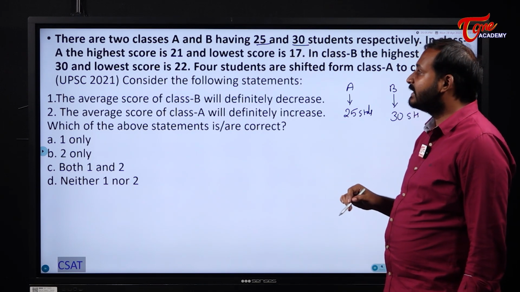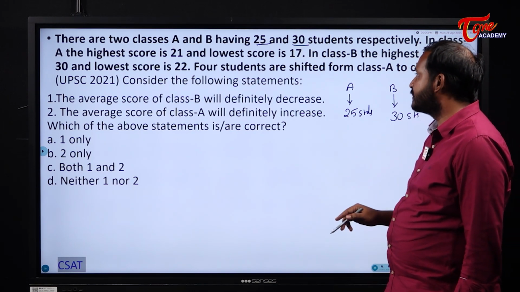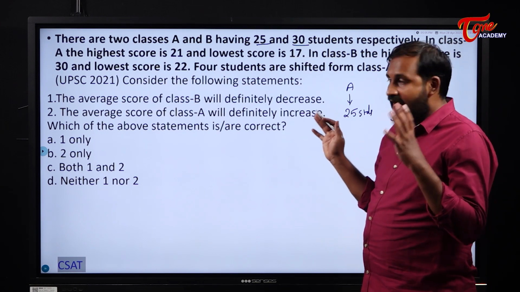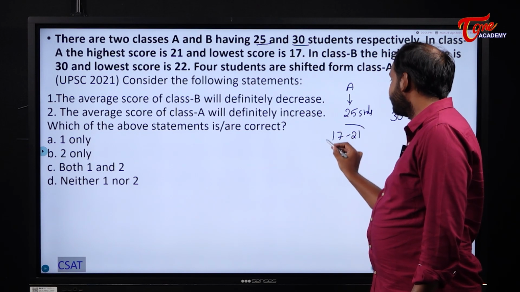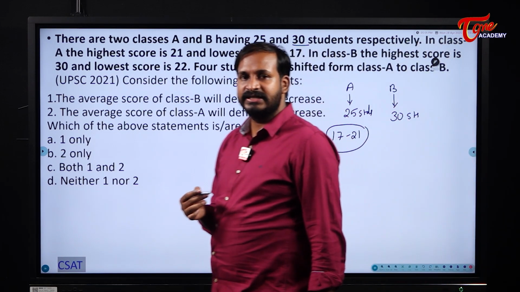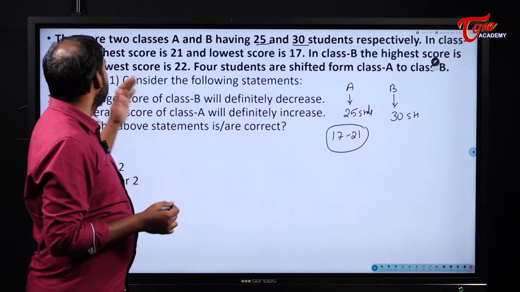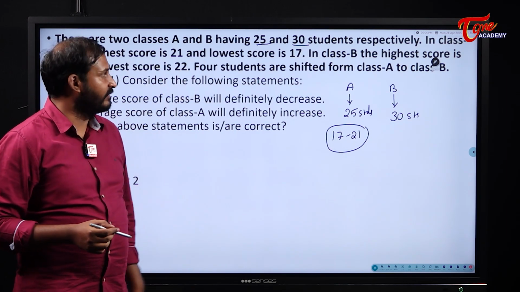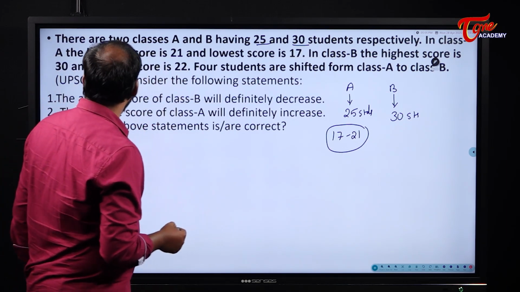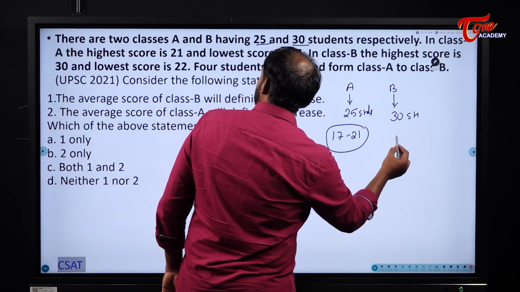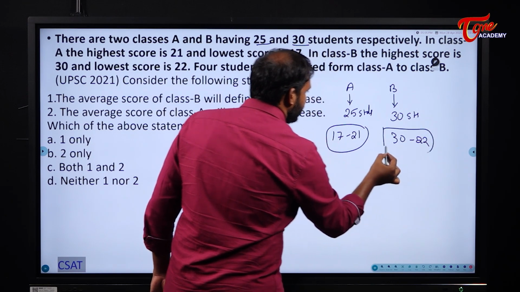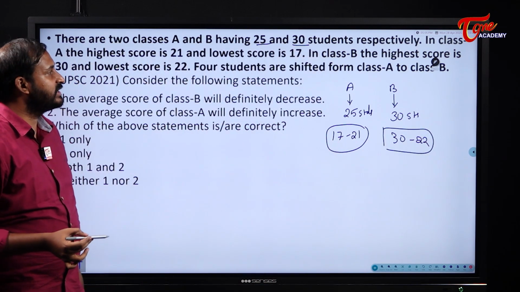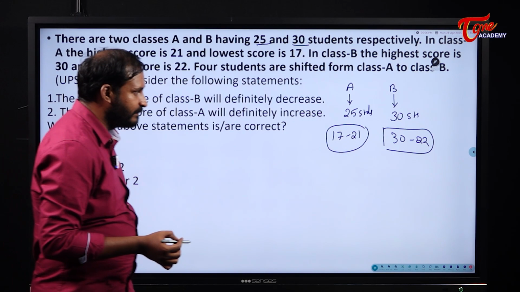Okay, in class A, the highest score is 21 and the lowest is 17. That means the average will lie between 17 and 21. Definitely right. Why? Because the highest is 21 and the lowest is 17. Next, in class B, the highest score is 30, okay, and the lowest is 22. Okay, 4 students are shifted from class A to class B.